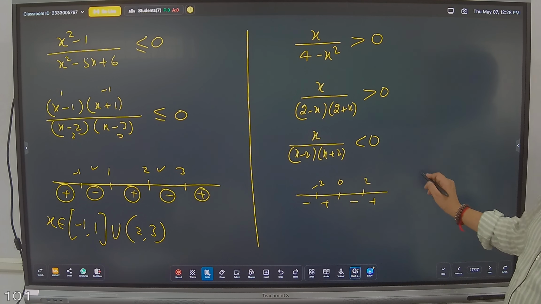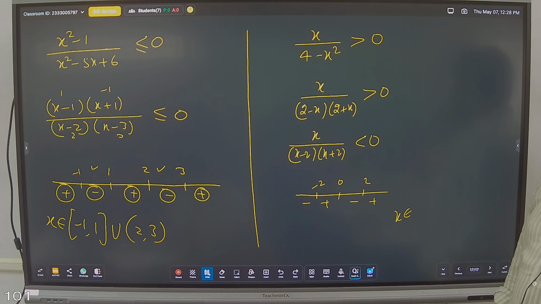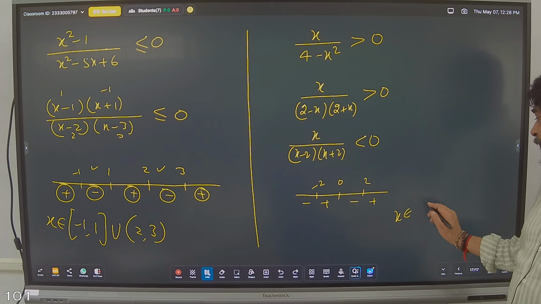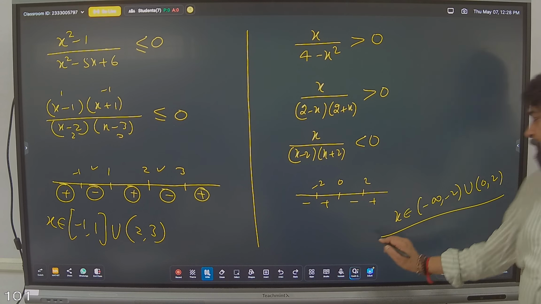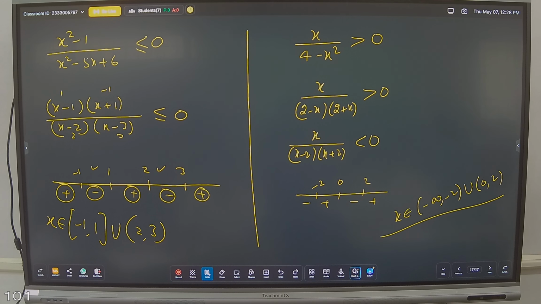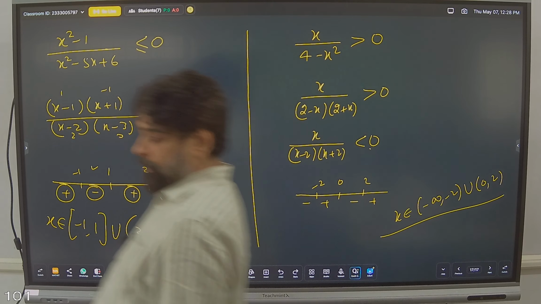We want negative. No confusion of open or close because it is only less than 0. Yes or no? Everywhere it will be open. So it will be minus infinity to minus 2, union 0 to 2, is the answer. How many of you got it? Everywhere open. It's only less than 0, na? Equal to 0 is not there. Am I clear?